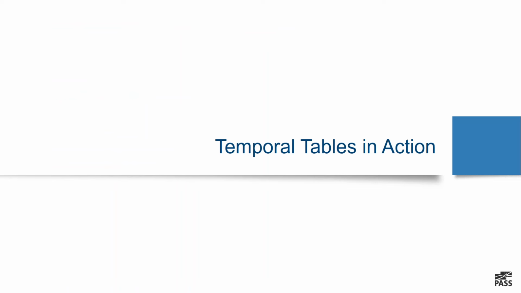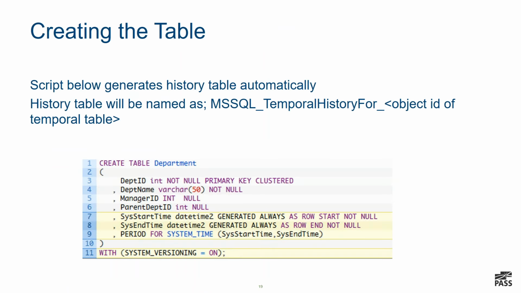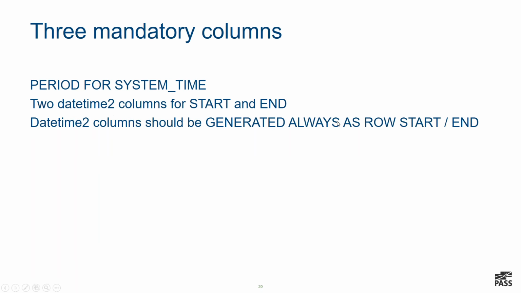Before going to the temporal tables in action demo, I'll just show you a few slides about how that can be generated. So I can create a table in temporal tables like this. And as I mentioned, I have three columns there. When I create that, my history table will be automatically named like this, MSSQL_TemporalHistoryFor the object ID of the main table. I'll show you how that works.